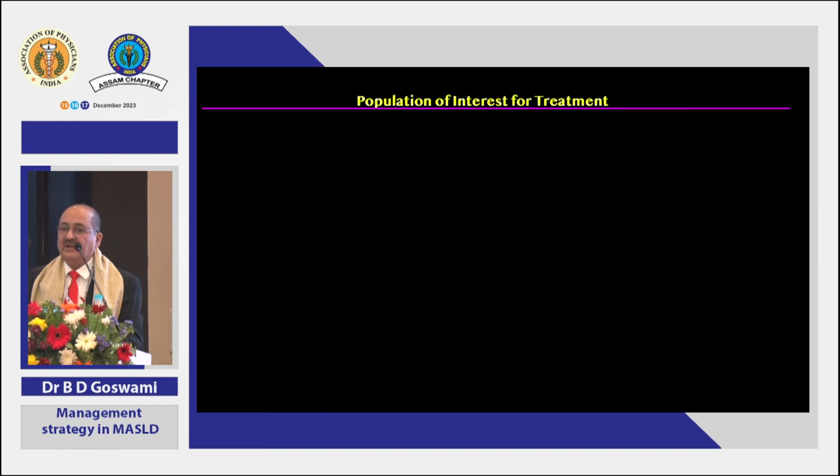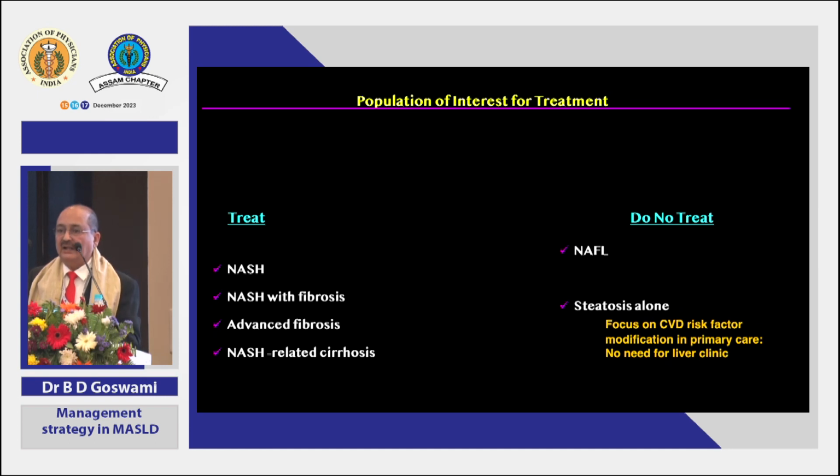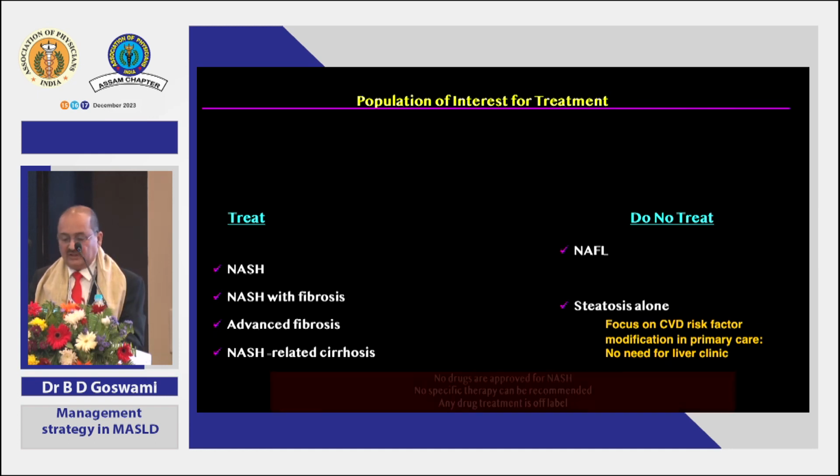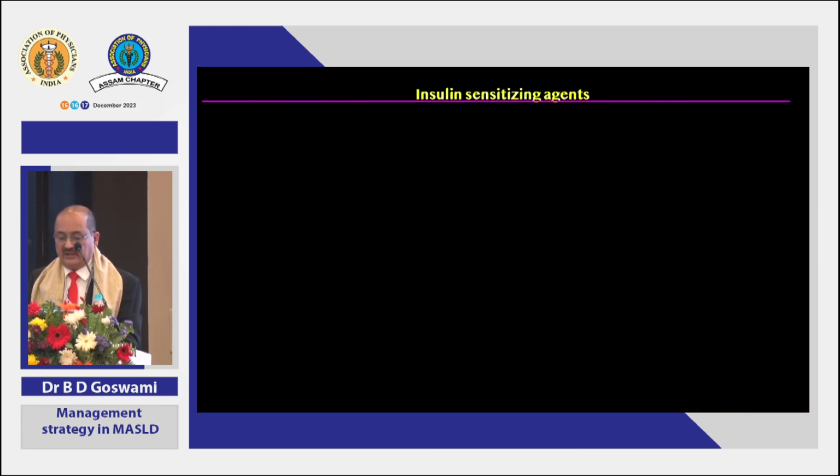So next, coming up, where is the population where we should treat and where we should not treat. We should treat if the patient has NASH with fibrosis, advanced fibrosis, definitely if there is cirrhosis. Don't treat if they simply have fatty liver, and also give importance to other factors like cardiovascular conditions and other comorbid conditions. We do not have any medication till now which is FDA approved. So that's why most of the drugs are off-label treatment.